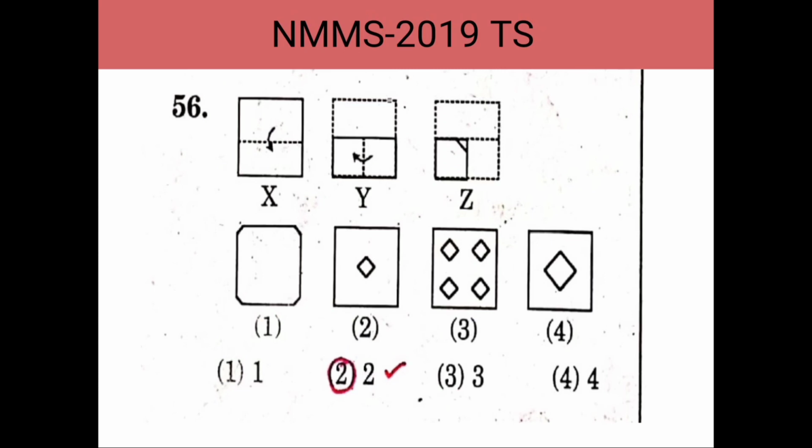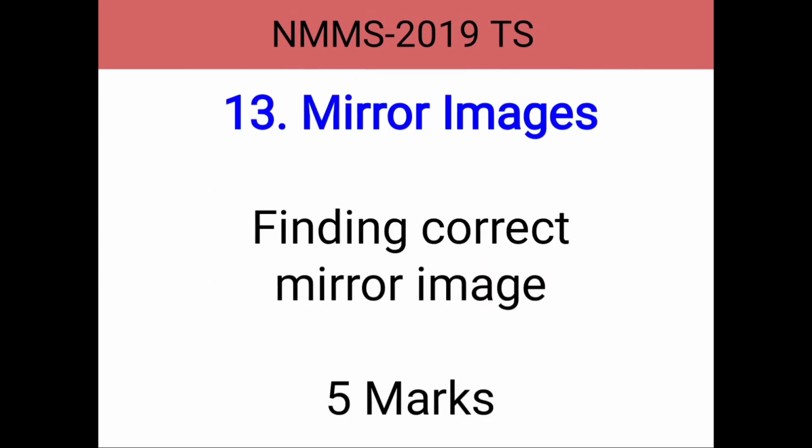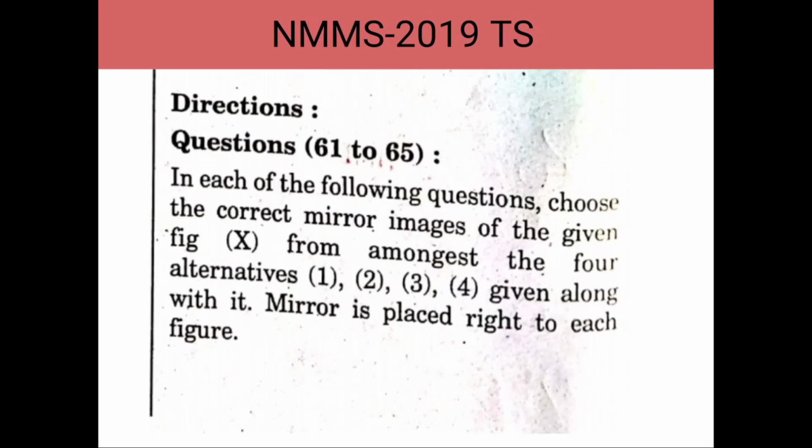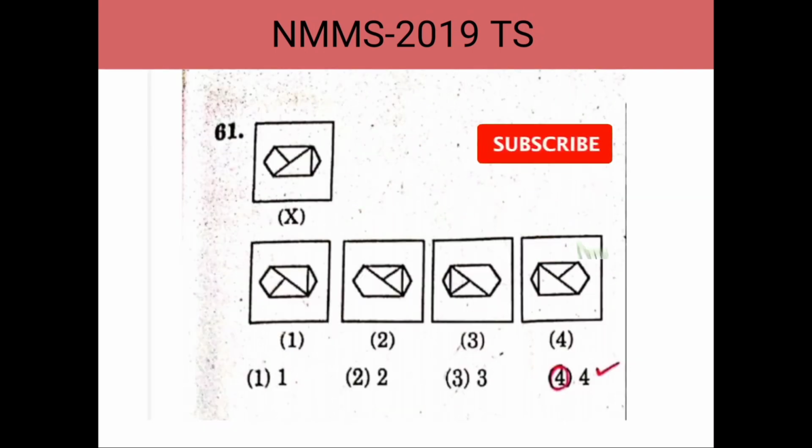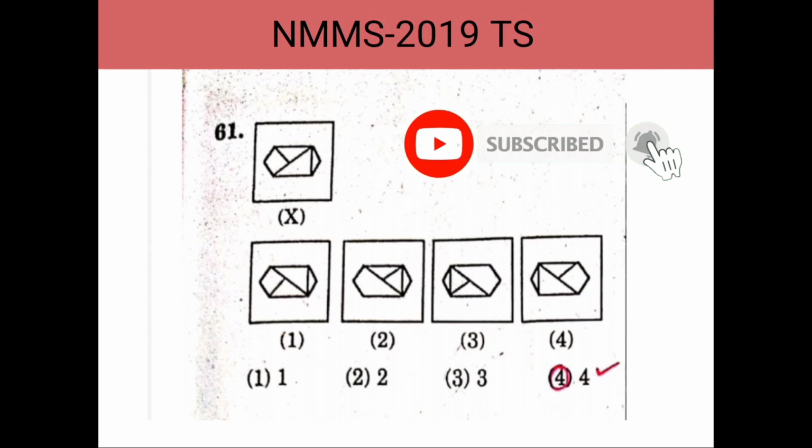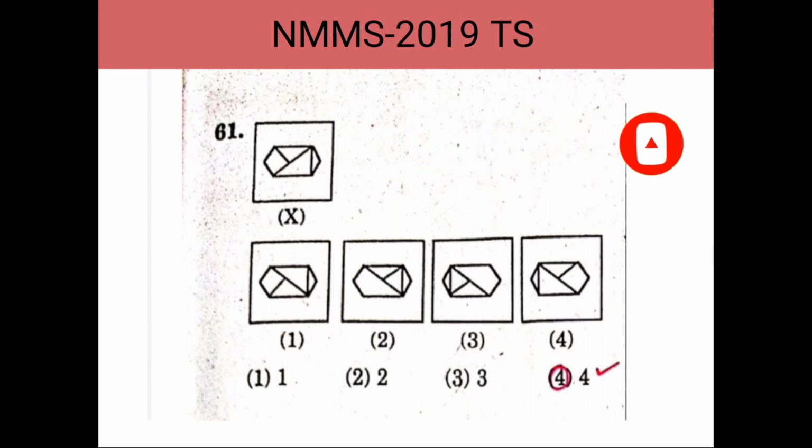figure 2. And the mirror images is the 13th one. Finding the correct mirror image carries you 5 marks. Look at this. The question figure is X. Answer figures are 1, 2, 3 and 4. The mirror is put on the right side of the question figure. Okay, the answer is 4.